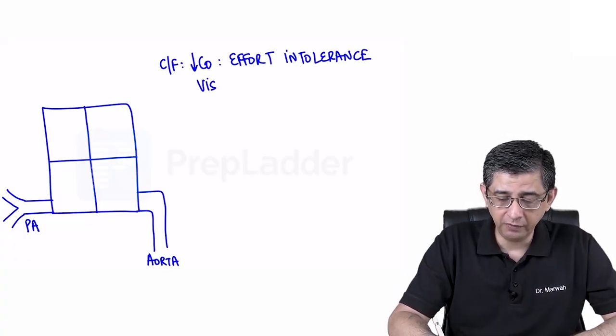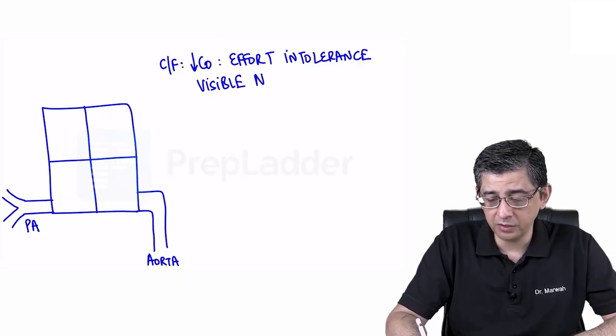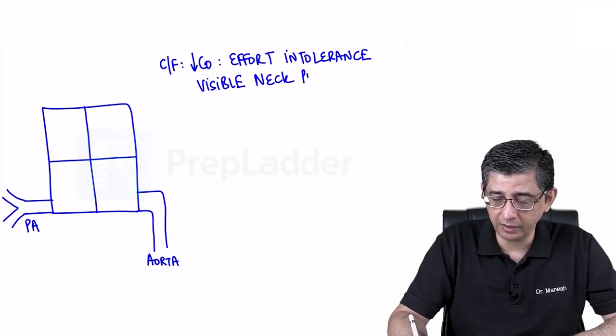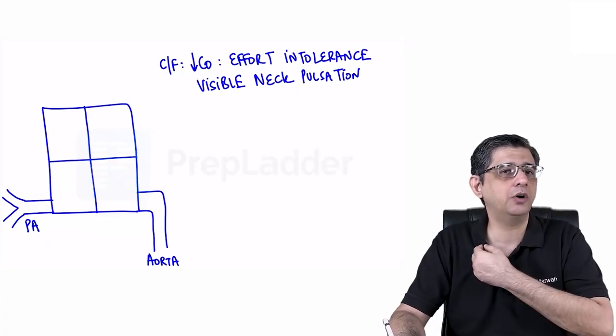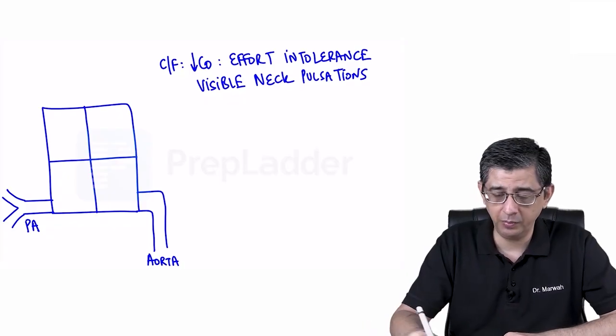The next finding that will develop in this patient will be a CV wave, which will be written as visible neck pulsations. In fact, the patient himself will point out, he might just move his shirt collar and say, doctor, just have a look at these peculiar pulsations which are present in my neck.